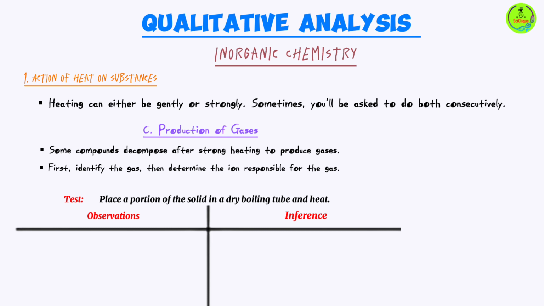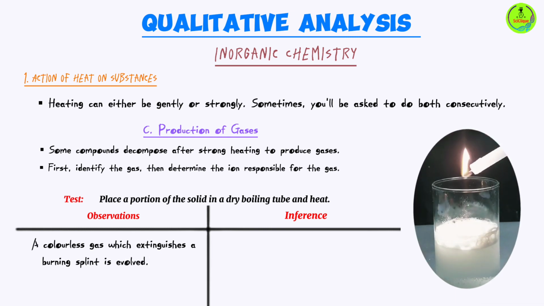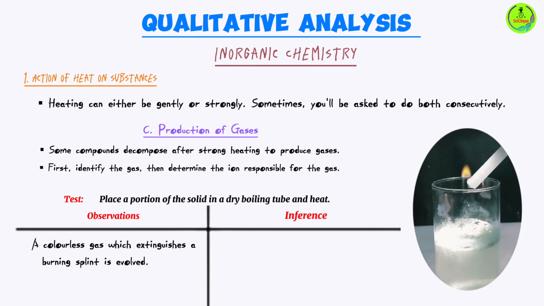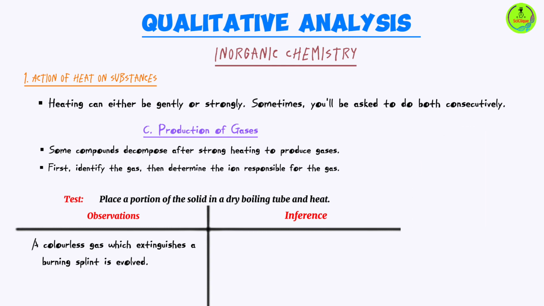Now, our observation, our first gas. Let's say you have a colorless gas that is evolved which extinguishes a burning splint. Which gas is this? Carbon 4 oxide. So am I going to go to the inference and write carbon 4 oxide gas produced? No. At the inference, you do not give the identity of the gas. The inference should be the substance that produced the gas. So your inference is supposed to be carbonate or hydrogen carbonate ions present.